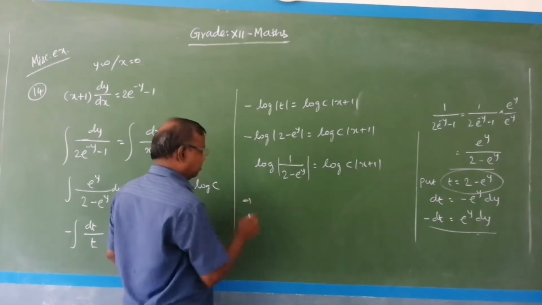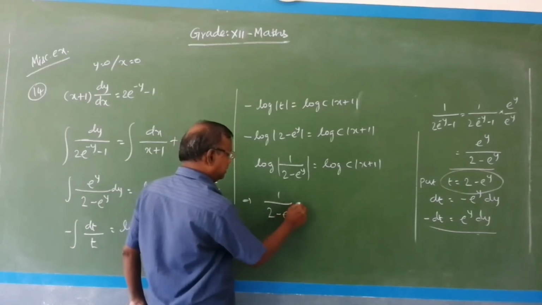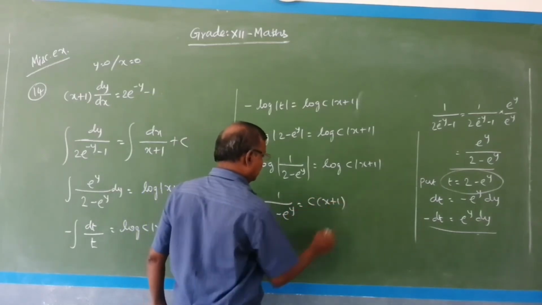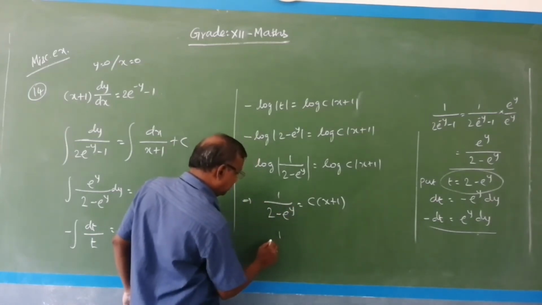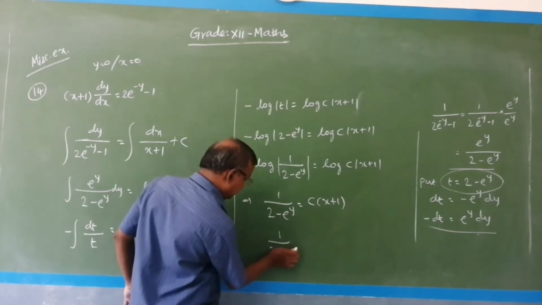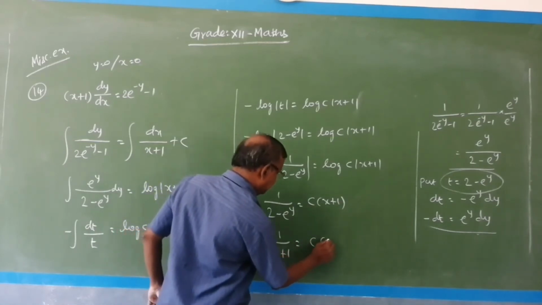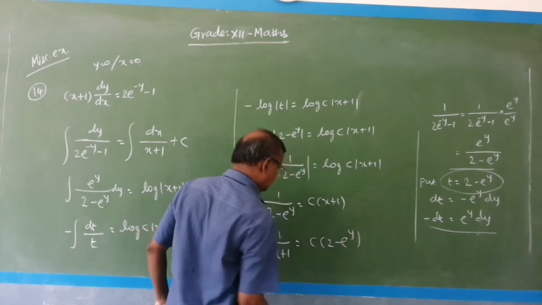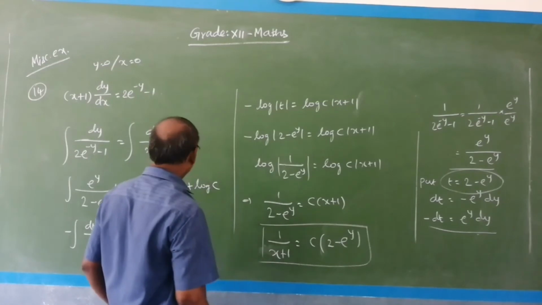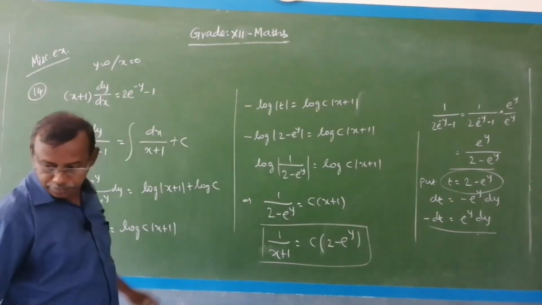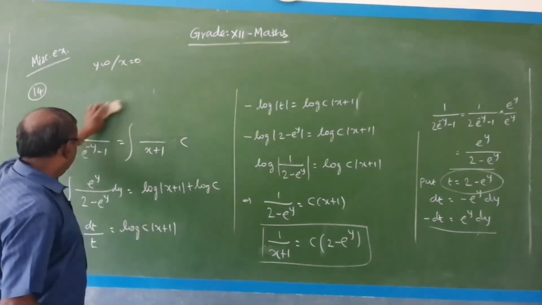That means eliminating log on both sides, that is taking anti-log, we have 1 by 2 minus e power y equal to c into x plus 1. So, bringing the term to that side, 1 by x plus 1 equal to c into 2 minus e power y. So, this is a general solution, but we are given some values for finding the particular solution. So, let me rub the board and find the value of c.